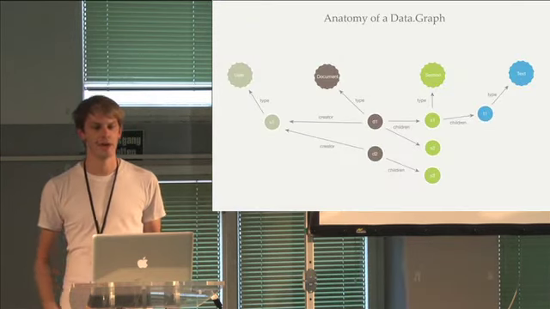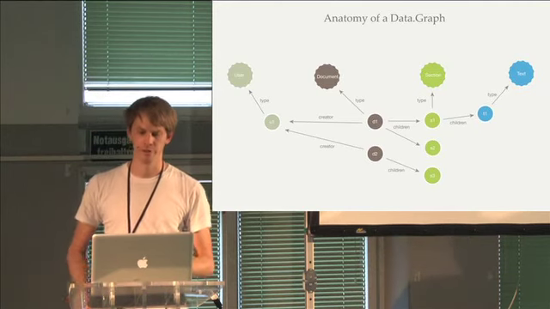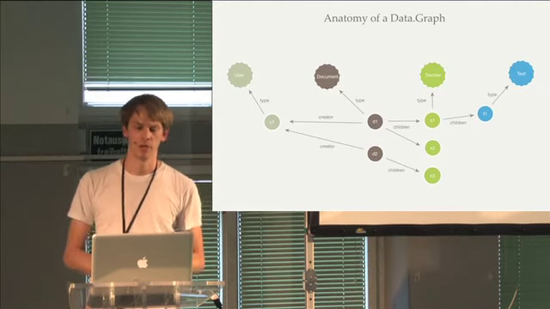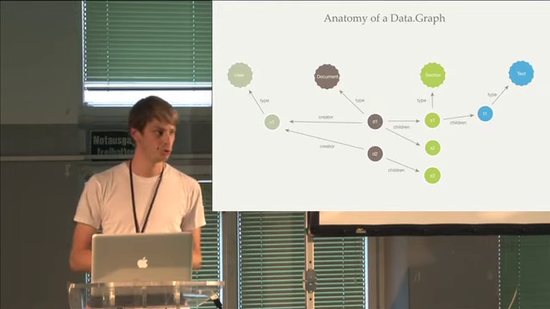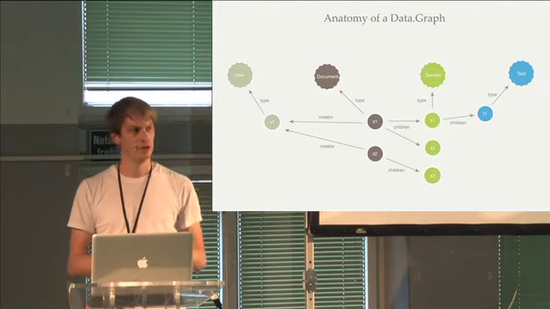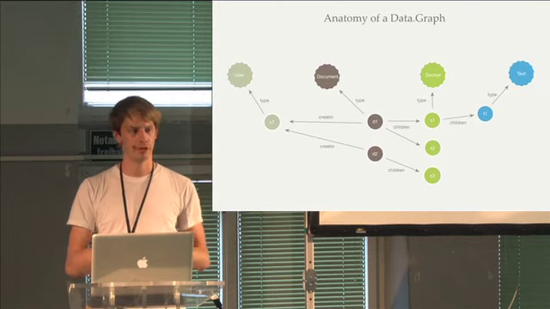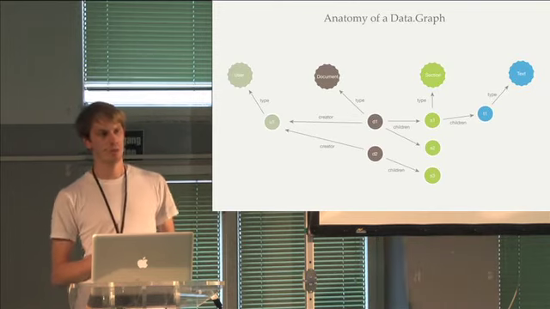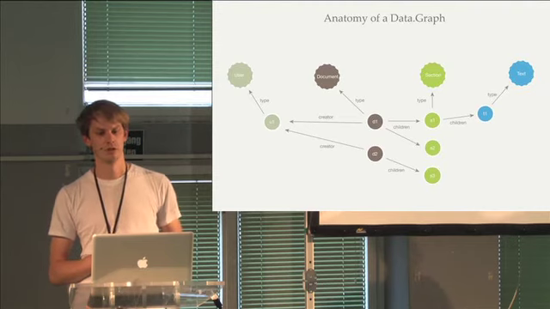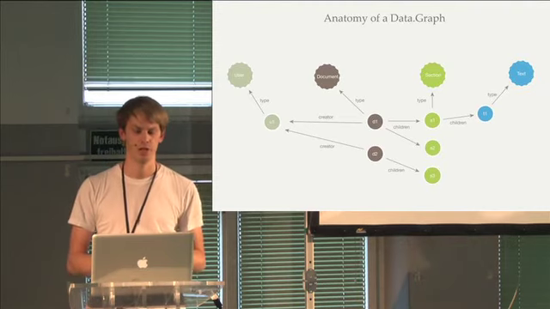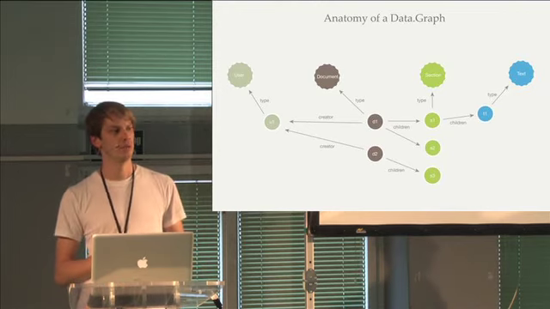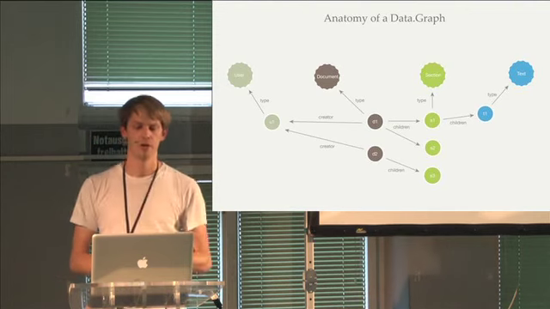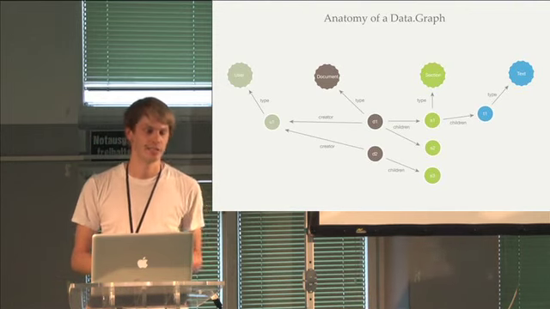So let's have a look at the anatomy of a data graph. It basically consists of data nodes, which can either be an object or a type. So data nodes are then connected through properties. So they reference each other, basically. Each data node has a type property, which describes which type, so to say, which class it is a member of.